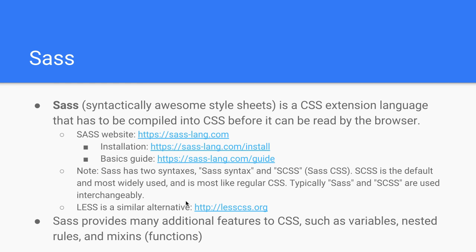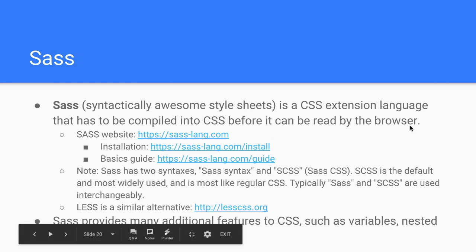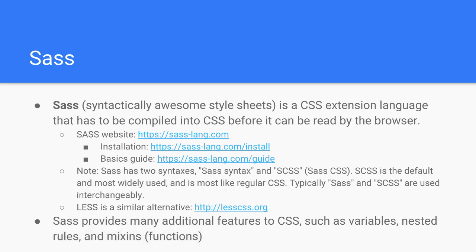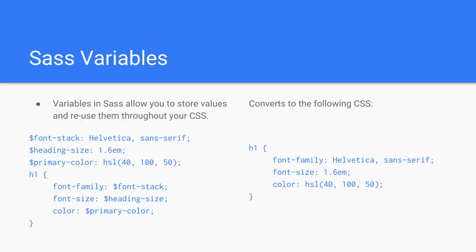Less is really similar to Sass, kind of an alternative. Sass seems to have won out. Most people use Sass now. And again, there are lots of features that we've added, things like variables that I showed you before. So just a few examples of things that Sass gives us that are really nice.